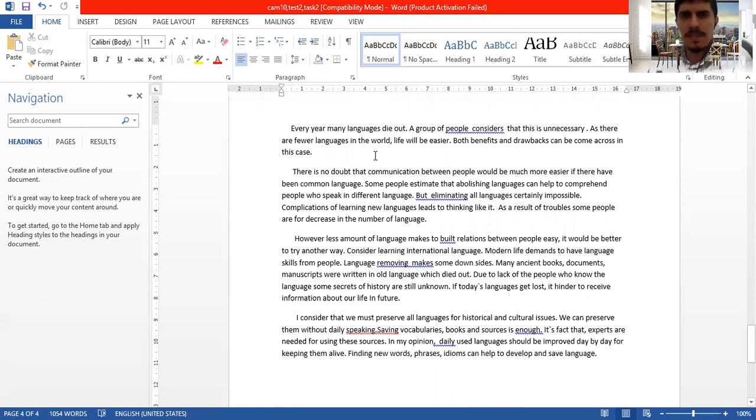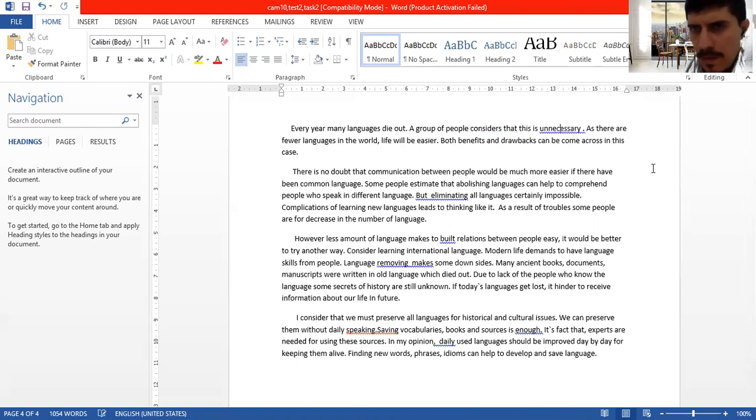Every year, many languages die out. A group of people considers that. If you talk about people in general, right, it becomes considers. If you talk about the group, yeah, that specific group considers. So by the way, you don't have to copy the sentences from the prompt, otherwise it will not be counted. Therefore, try to paraphrase such kinds of statements.